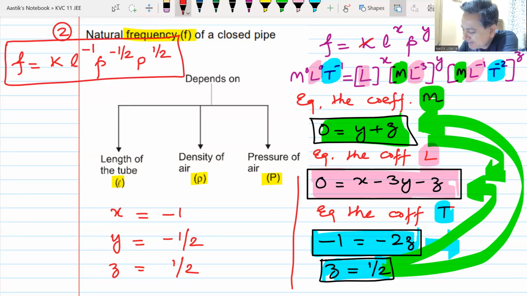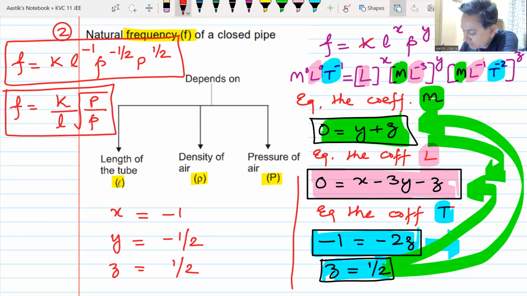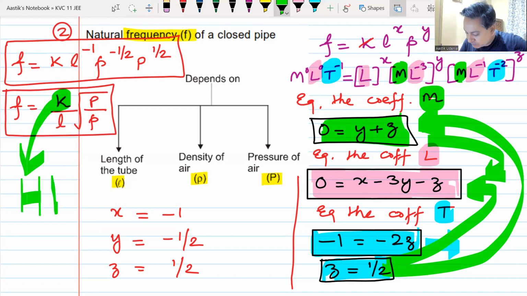Now writing it like this may not look very good, so I will just write it in the form where it looks better. F is equal to K by L root over P by rho. That is the form it is normally written. K is a number whose value is not known, and I will give you this as a homework task. Find out what is the value of this k?